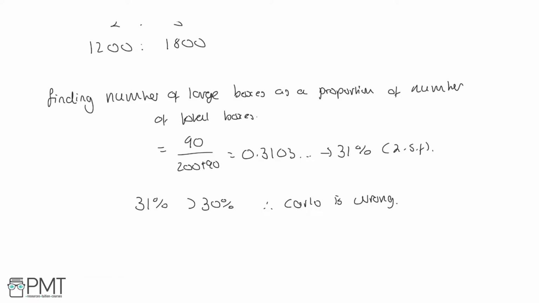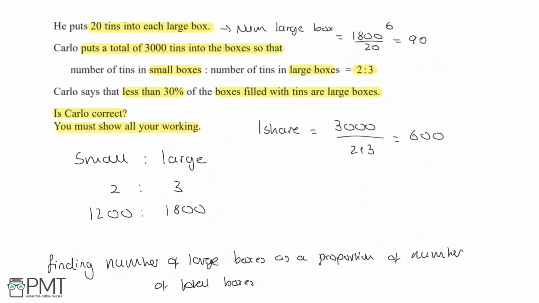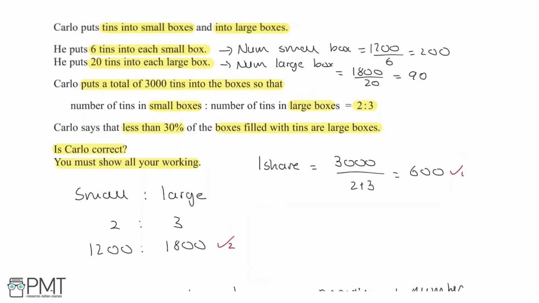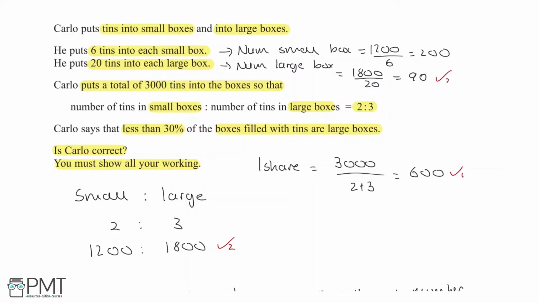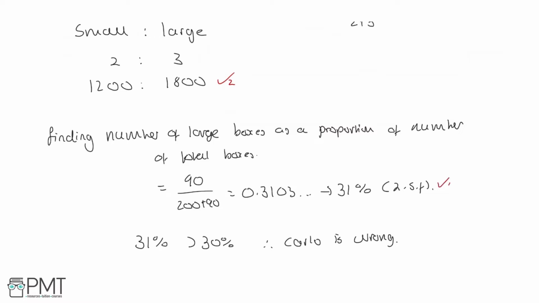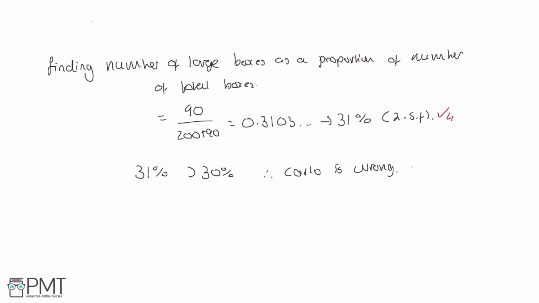This question is worth 5 marks. The first mark comes from finding what 1 share is. The second mark comes from finding how many tens go into small and large boxes. The third mark comes from finding how many of each box there are. The fourth mark comes from working out the fraction, as we have done here. And the fifth mark comes from a concluding statement stating he is wrong.